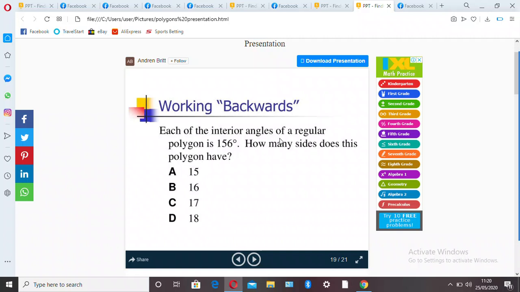Each of the interior angles, now they've given me an answer. They've told me that it is a regular polygon, so that means everything is equal. But they didn't tell me how many sides it has, so I don't know whether it's a hexagon or a pentagon or a decagon. They've just told me that each angle is 156 degrees, and that the polygon is regular, which means all the sides and the angles are equal. Okay, so let's proceed. How do I solve that?